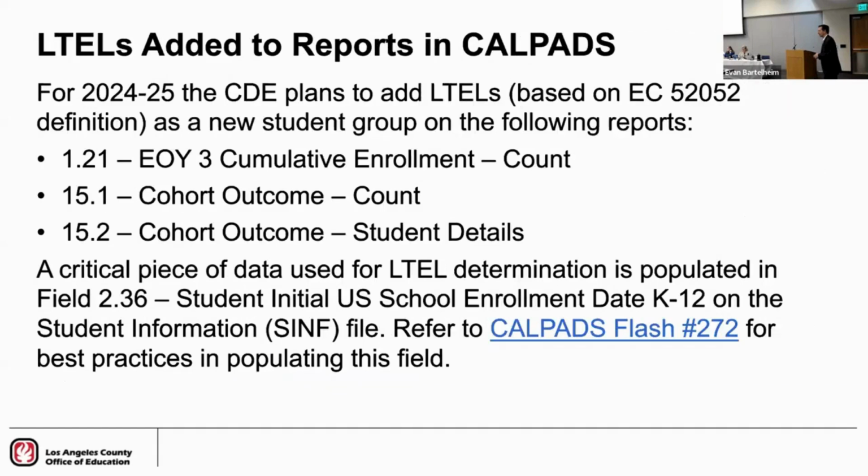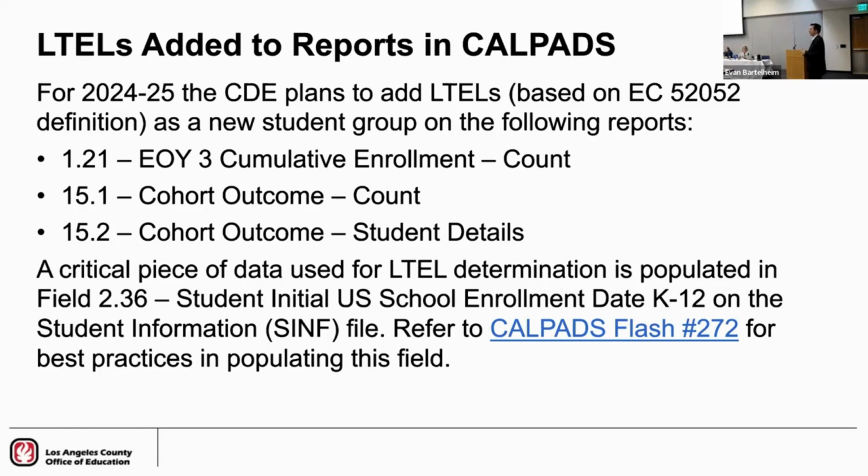Hillary mentioned earlier the addition of LTELs to the dashboard. This is a new student group, and just for clarity, this is the LTEL definition that's in Ed Code 52052, which we know is slightly different than the definition in Ed Code 313.1, which has been around for a while and includes a bunch of different categories, including making progress on English and performance on a state test of basic skills. This is straight up the 7 years since identified as an English learner.